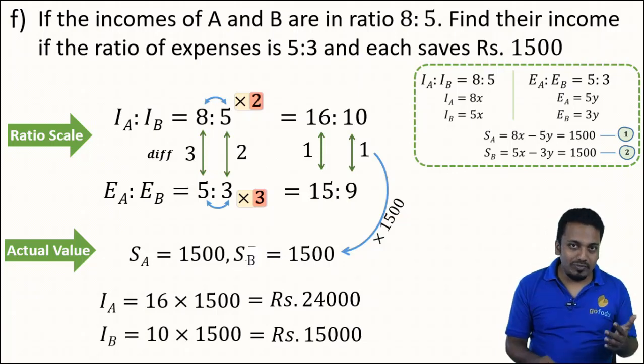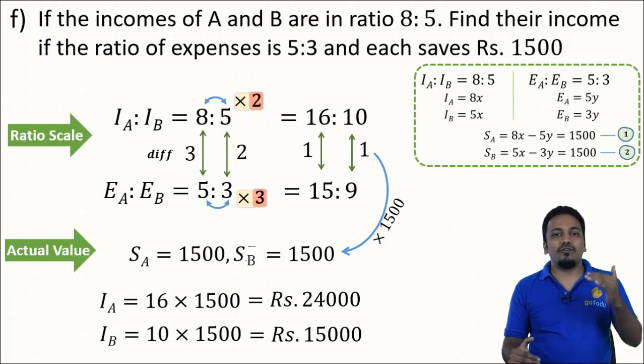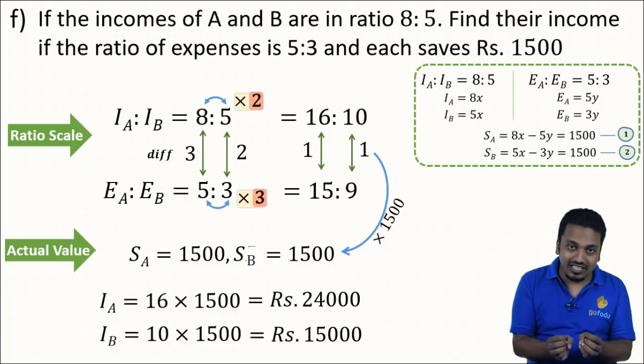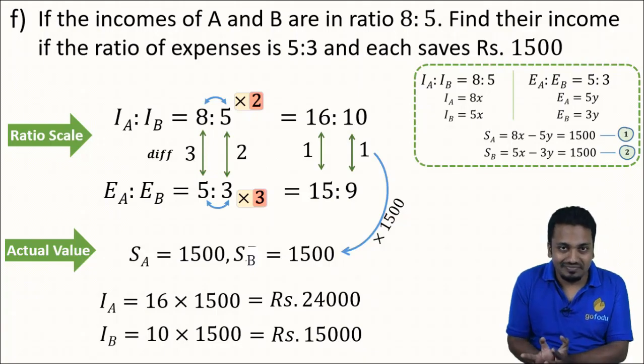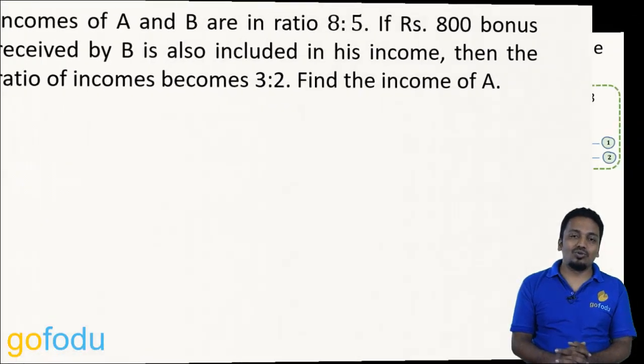So that's one more method that we can apply when the difference between the first terms and the difference between the second terms of two ratios are the same, when savings for both A and B are given as same. Okay. Last but not the least, just go through the question.